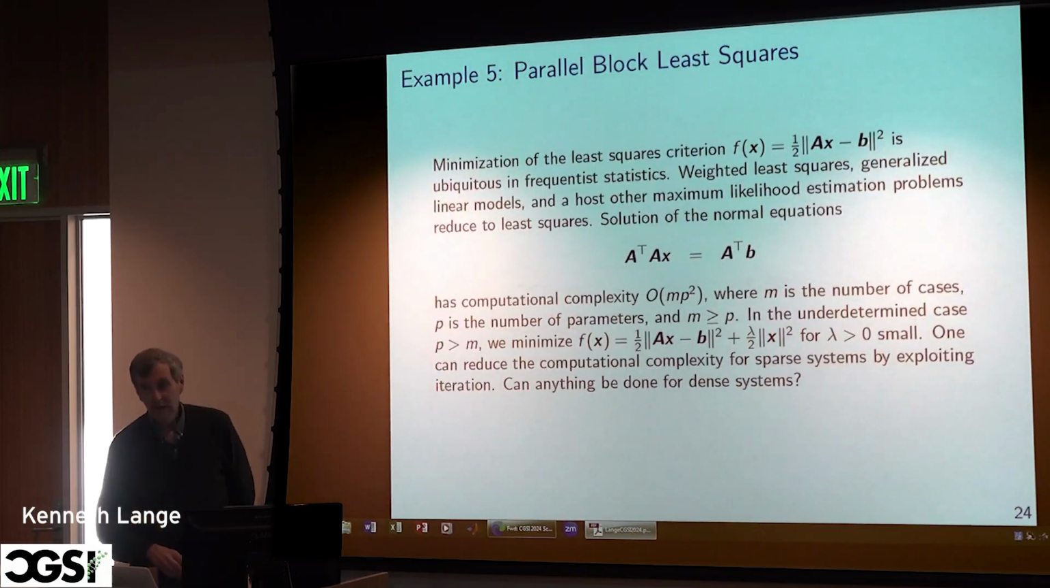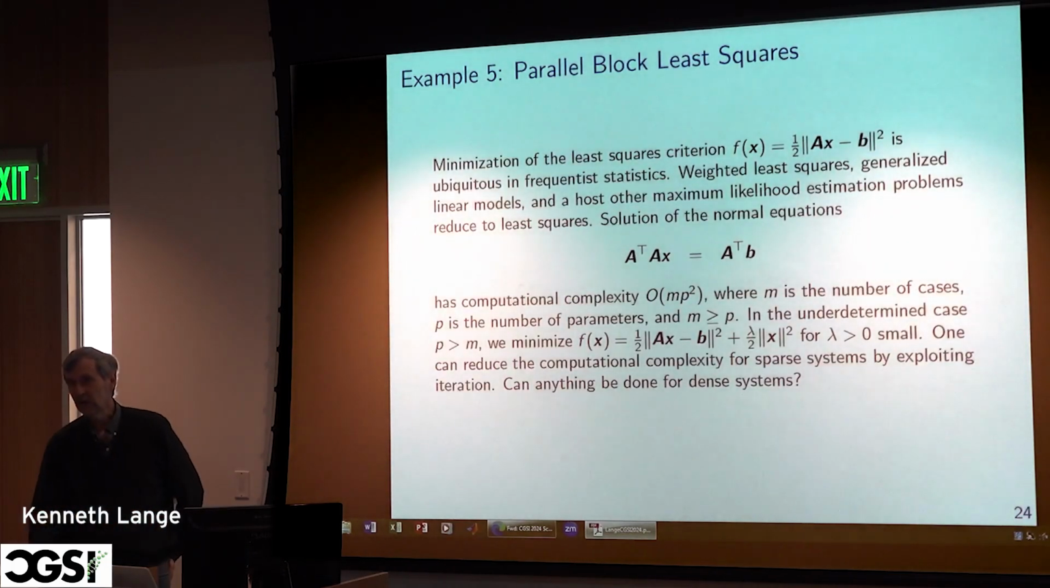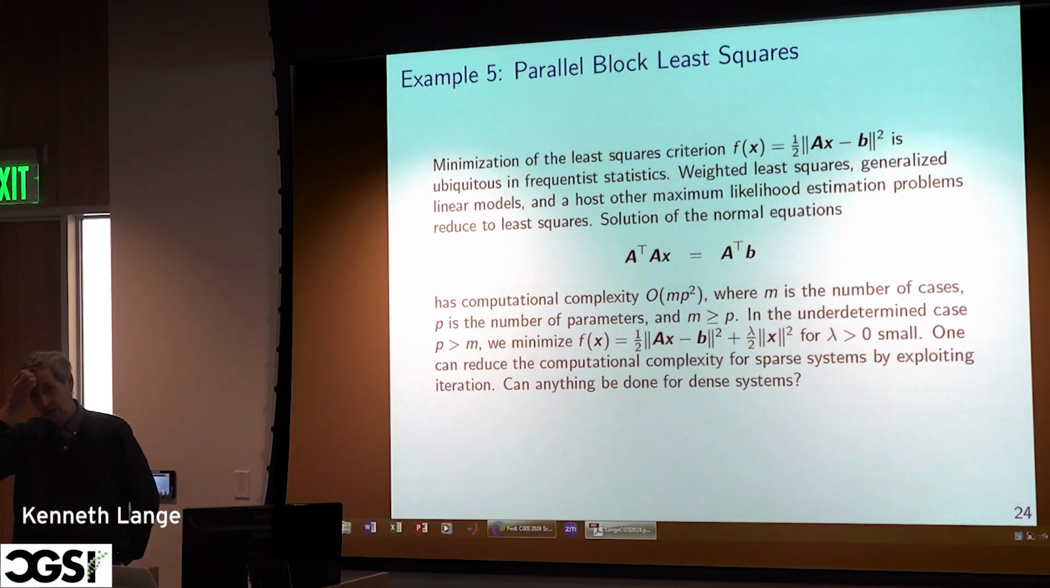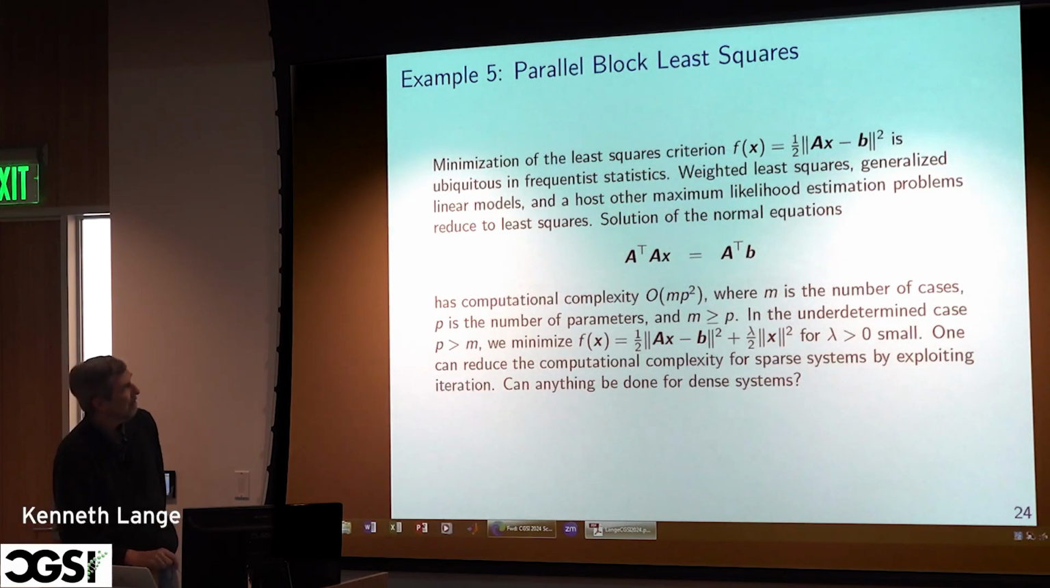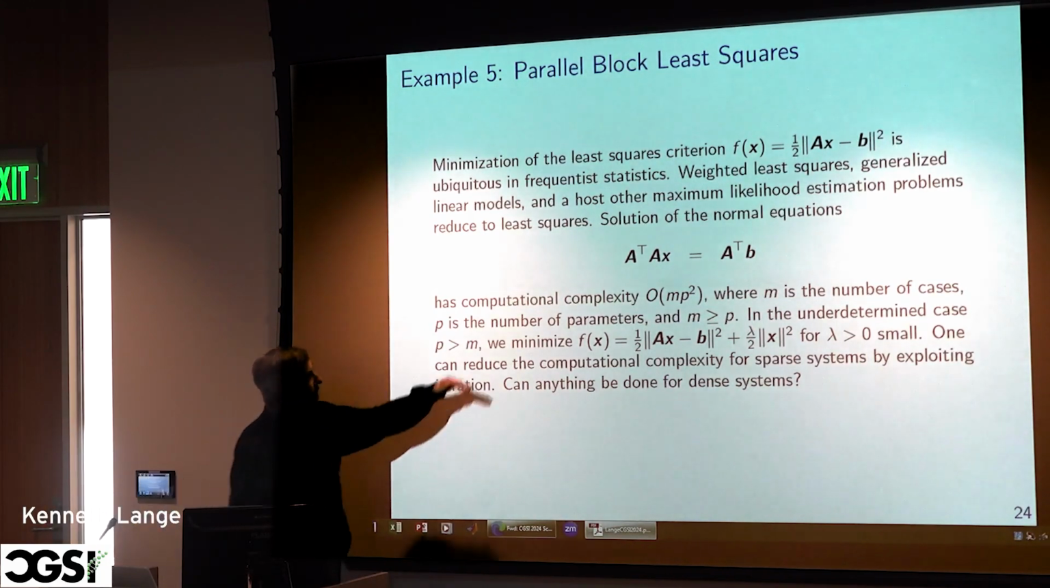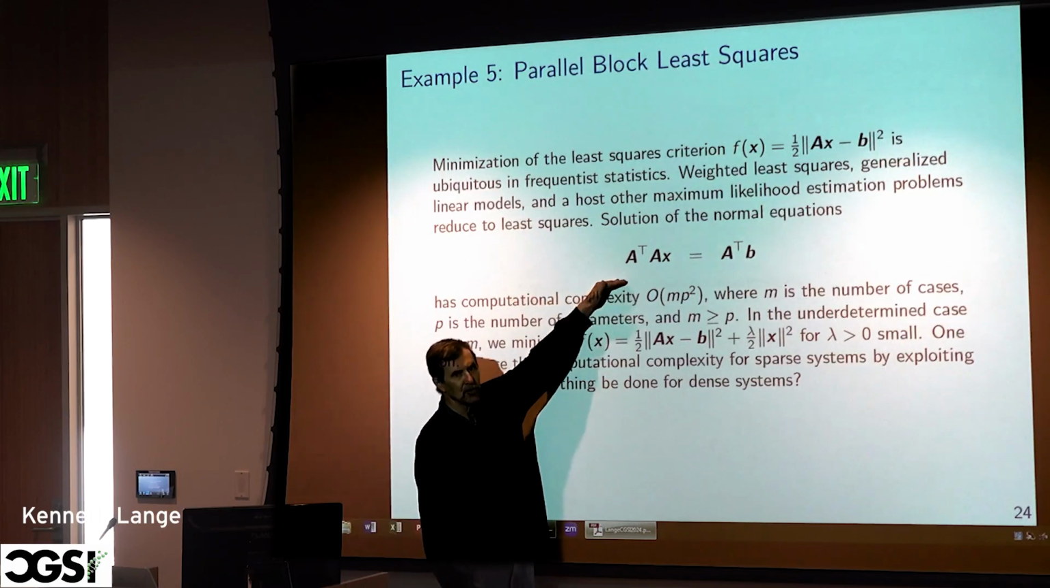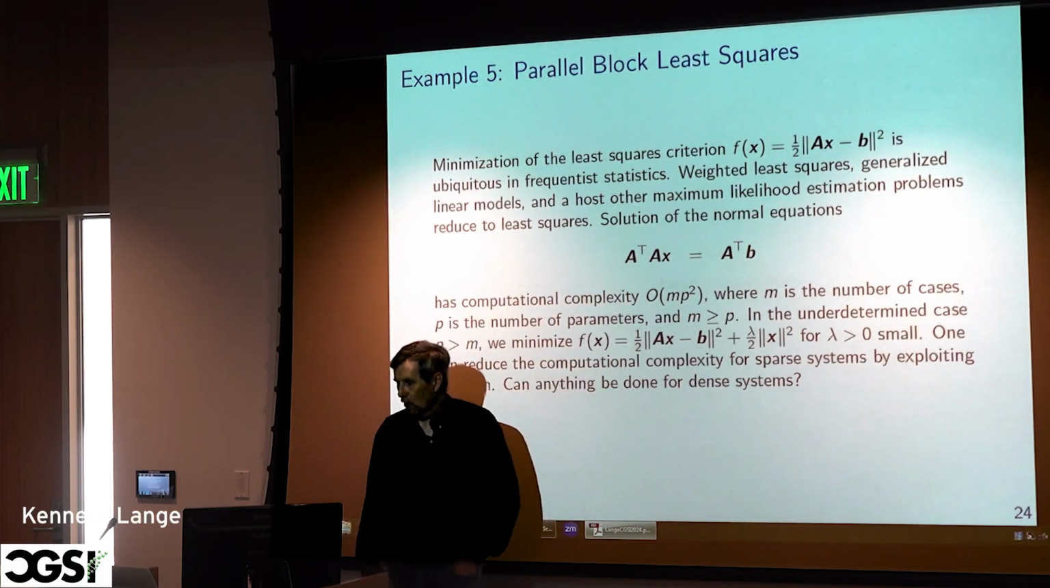Okay. Now I want to go to something that hasn't appeared in the literature, but I think is interesting. So, least squares dates back to Gauss, and it's one of the most studied problems in all of computational mathematics. But I think there's something that's been missed here. Now, estimation of your unknown x reduces to solving the normal equations.